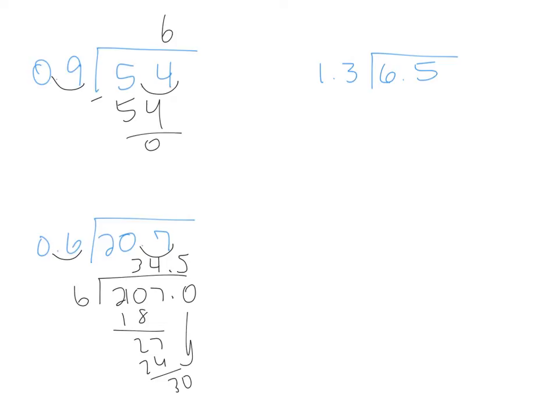Up here we have 6 5/10 divided by 1 3/10. Move this over once, move that over once. 65 divided by 13. I'm going to guess 5. 5 times 3 is 15. Yep, 5 is our answer.